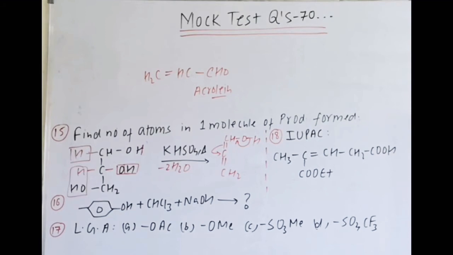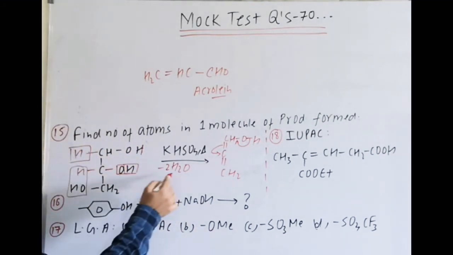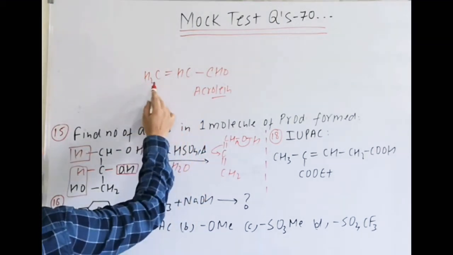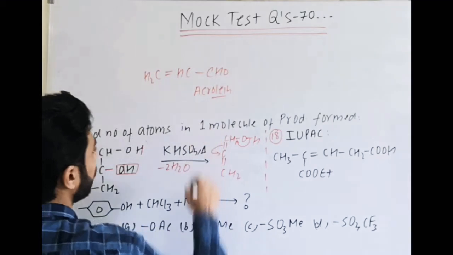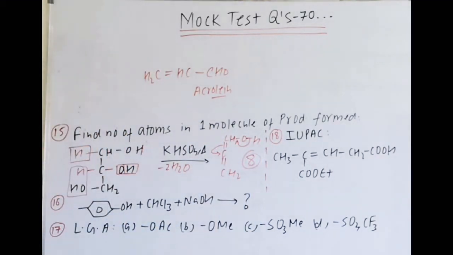That's why I said these are not given in NCERT, but in the material sometimes they give direct reactions. So here, by loss of two molecules of H2O, you can count how many atoms are there. 3 plus 2 is 5, plus 3 is 8. So there are 8 atoms in the molecule of the product.